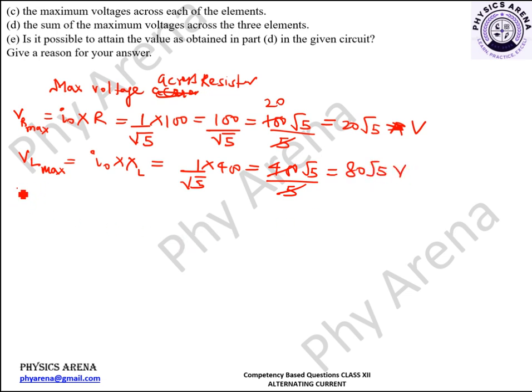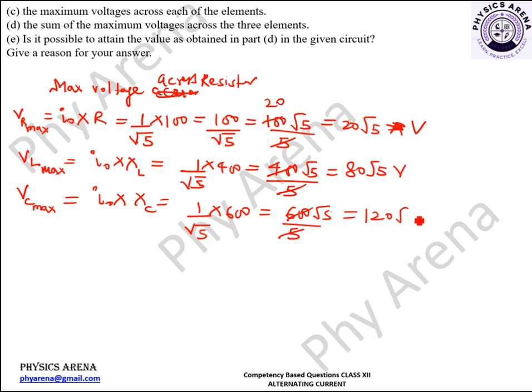Similarly, the maximum voltage across the capacitor is the maximum current multiplied by the capacitive reactance, which is given as 600 ohm. So that will be 1 upon under root 5 multiplied by 600. It will be 600 under root 5 divided by 5. Again we rationalize, multiplying and dividing by under root 5, so we get 120 under root 5 volt. So these are the maximum voltages across each of the circuit elements. That is the part C solution.